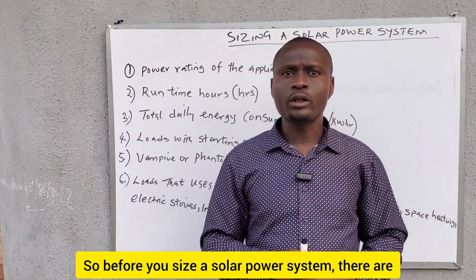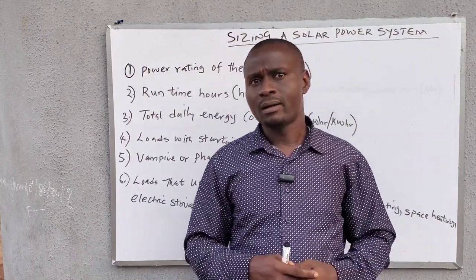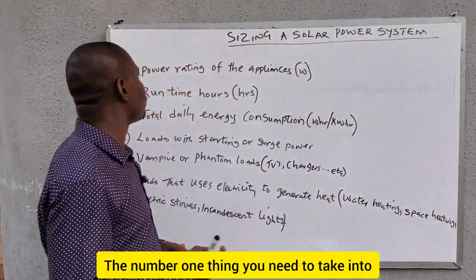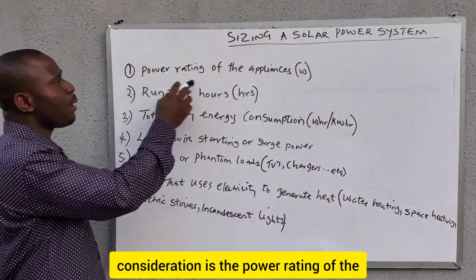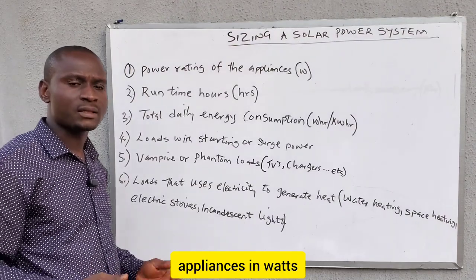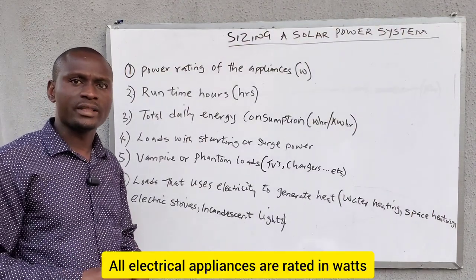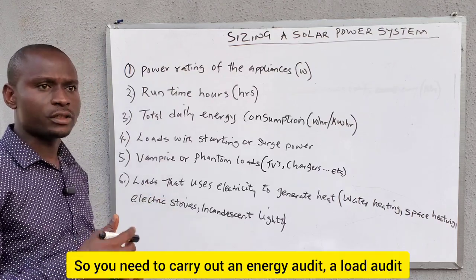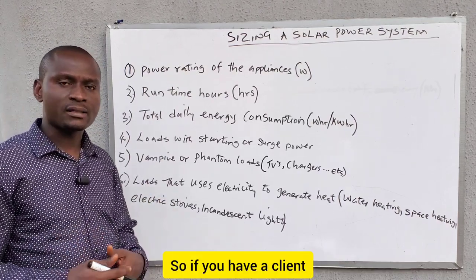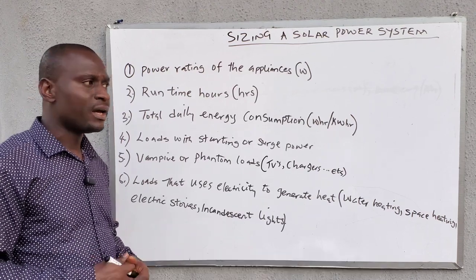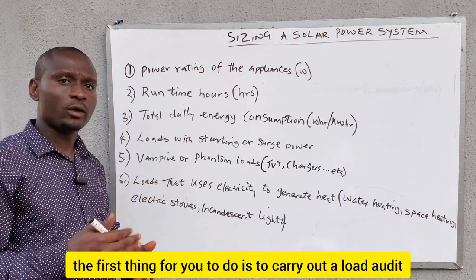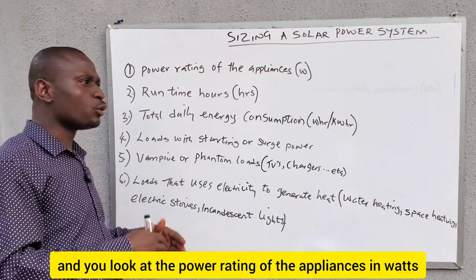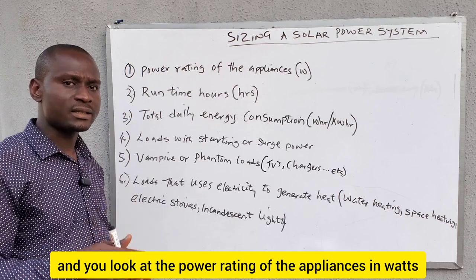So before you size a solar power system, there are some things that you need to take into consideration. The number one thing you need to take into consideration is the power rating of the appliances in watts. All electrical appliances are rated in watts. That is the power. So you need to carry out an energy audit, a load audit. So if you have a client who is interested in installing a solar power system, the first thing for you to do is to carry out a load audit. Go to the person's house, check all the appliances the person wants to use, and you look at the power rating of the appliances in watts.